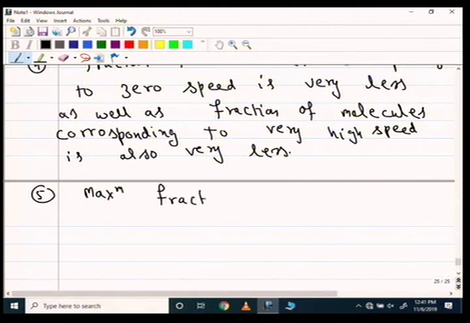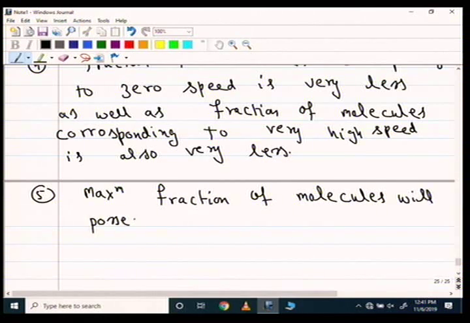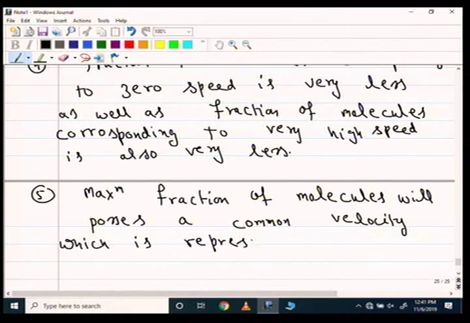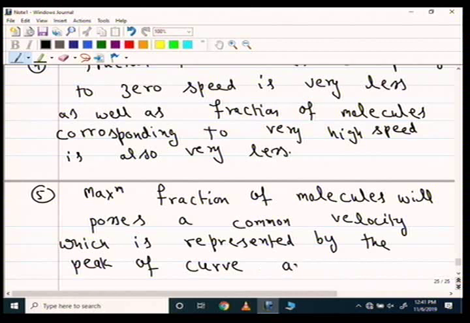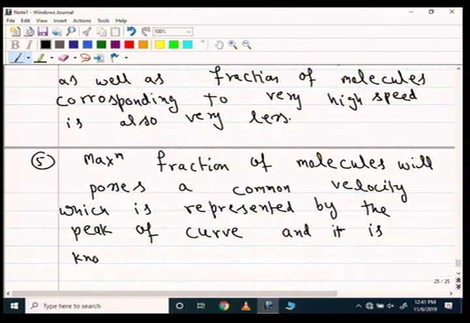Maximum fraction of molecules will possess a common velocity which is represented by the peak of curve, and it is known as most probable speed.